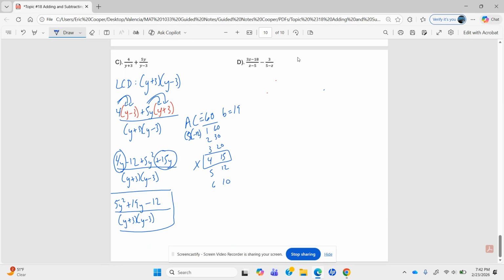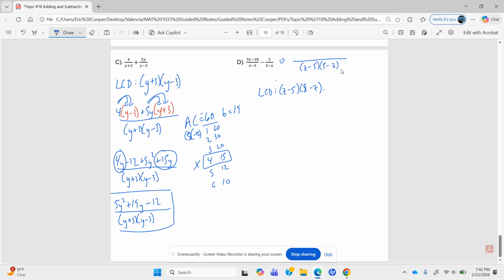Let's do it one more time with letter D. Again, we need to find the LCD. It's already factored because these are binomials, and notice these are not the same. So these both need to be in my fraction. The LCD in this case would have z minus 5 and 5 minus z. Both of these would be included. These are not the same.